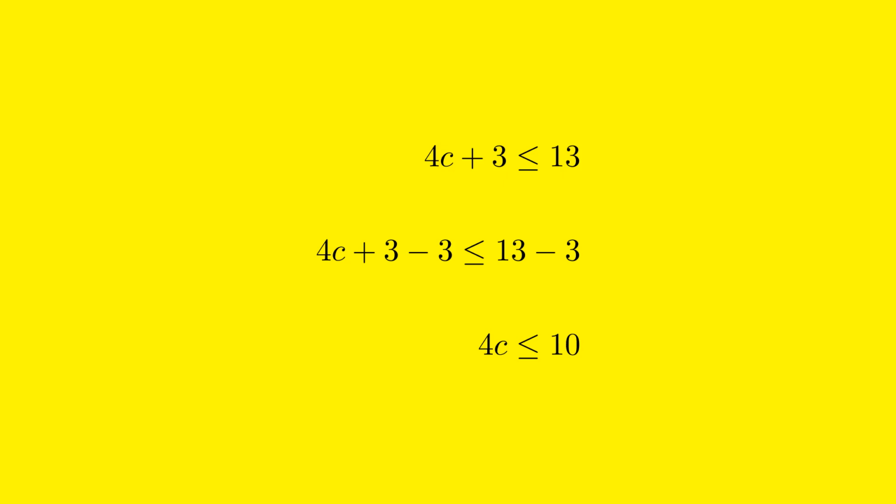Now we have a simpler inequality. 4c is less than or equal to 10, and we have successfully isolated the term with the variable c. This prepares us for the next step, where we will solve for c. At this point, the inequality in its altered form is 4c is less than or equal to 10. The goal is to get c by itself.